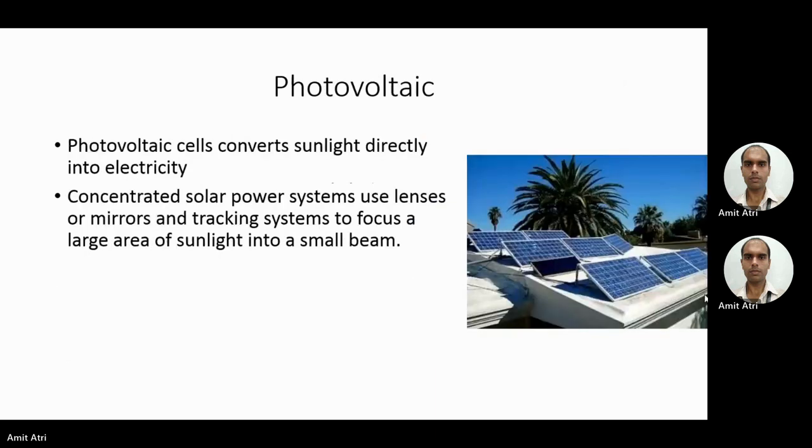The very common application, this is photovoltaic. Photo means light, voltaic, electricity generation: direct conversion from light to electricity using solar cells or solar panels. Okay, this we have discussed in detail. I will share the link in the description. You can follow that.